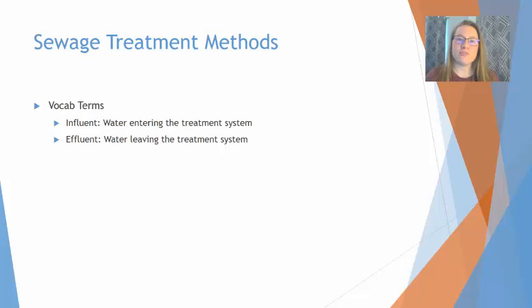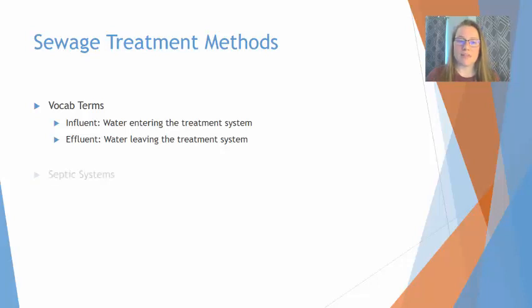Now, first of all, there are a few vocab terms that you need to know. We will see the terms influent and effluent throughout this section here. Influent is just the fancy word for the water coming into the treatment or into that particular step. And effluent describes the water that is exiting or leaving that particular step or the overall treatment facility.